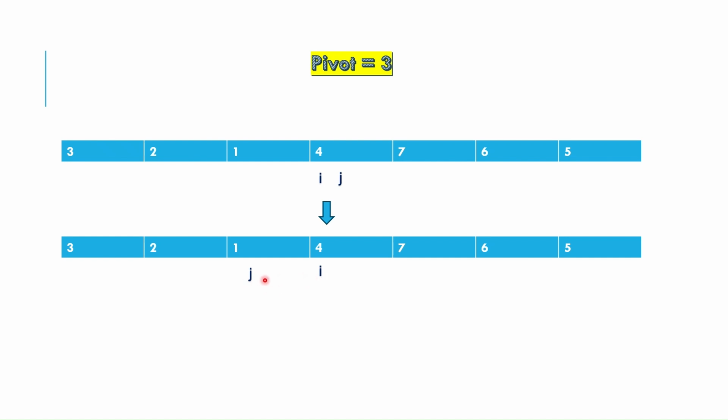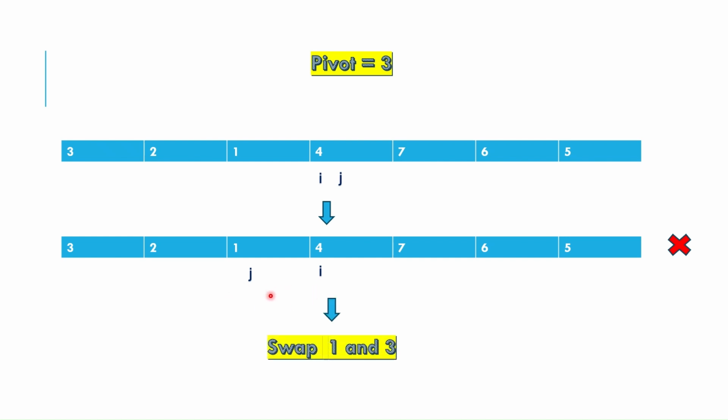Yes, that means j crossed i. So not i crosses j, j has crossed the i. So definitely this is not a valid case. That means i should always be less than j. If you see here, j is less than i, so this is not a correct position.